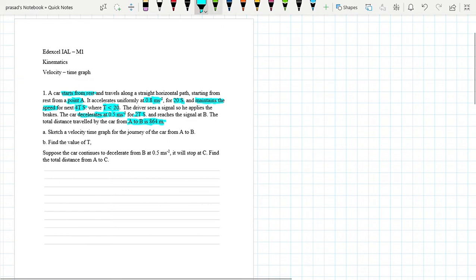Now, first of all, to sketch the velocity time graph, we have to find out the final velocity as the car reaches the signal. So keep it in mind that they have said the car is accelerating uniformly. Accelerating uniformly means we can use SUVAT equations. Now, the car is starting from rest. So, what will be the initial velocity? Obviously, 0 meter per second.